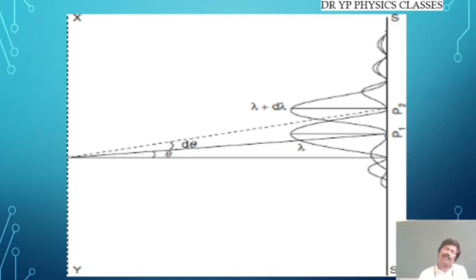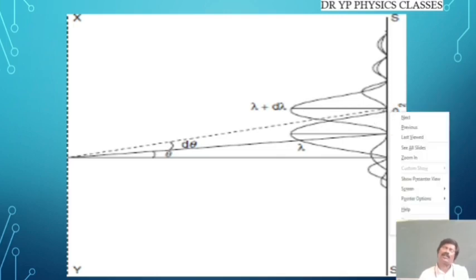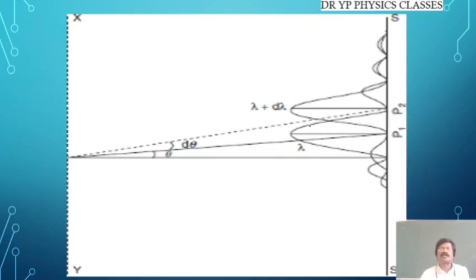So this is the maximum of the second one, this is the maximum of the first one, and this is the minimum of the second one. The maximum of the first one is coinciding with the minimum of the second one. Similarly, the maximum of the second object is going to coincide with the minimum of the first one. When this condition happens, the two objects are just resolved.